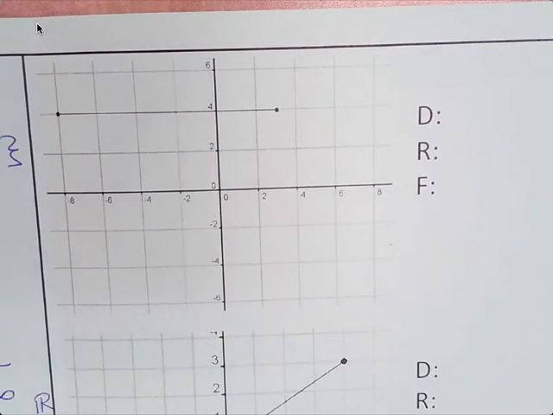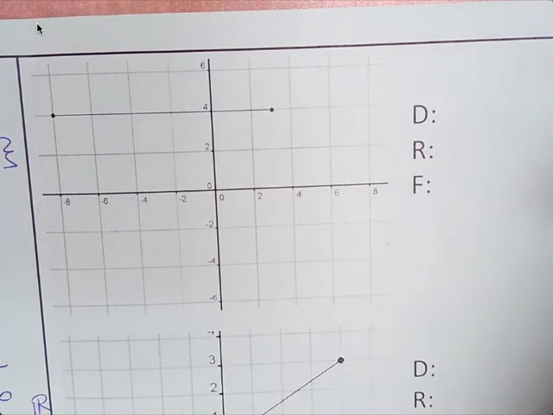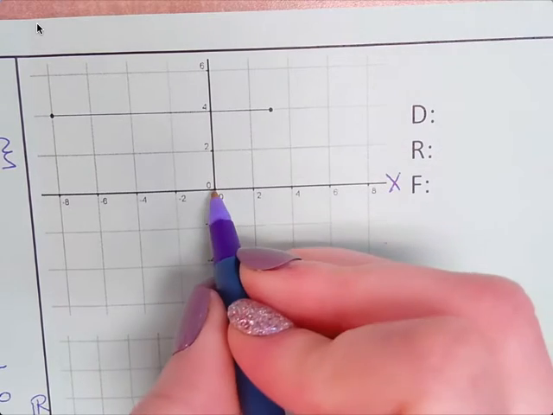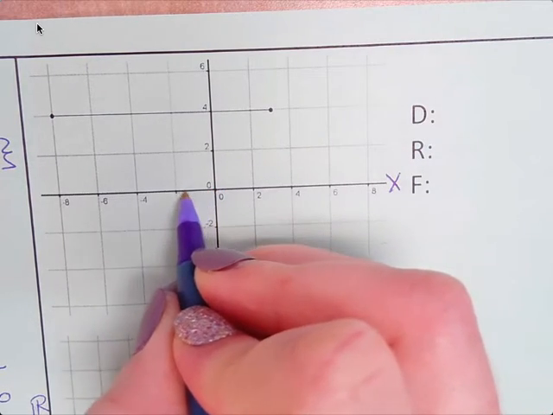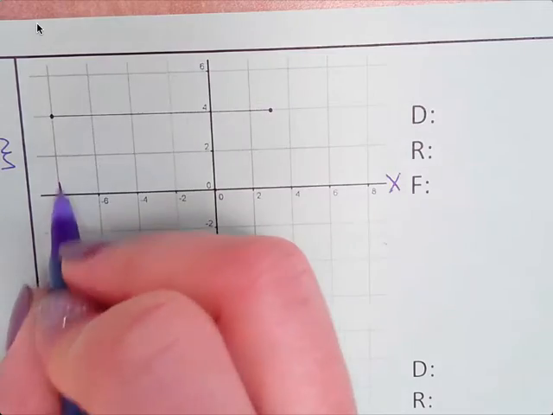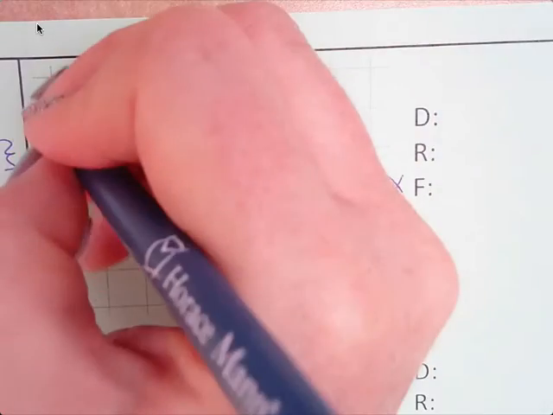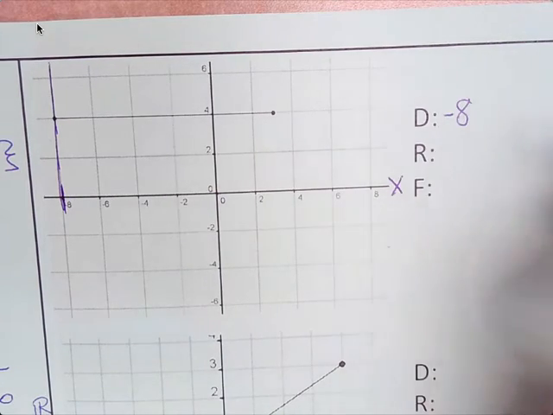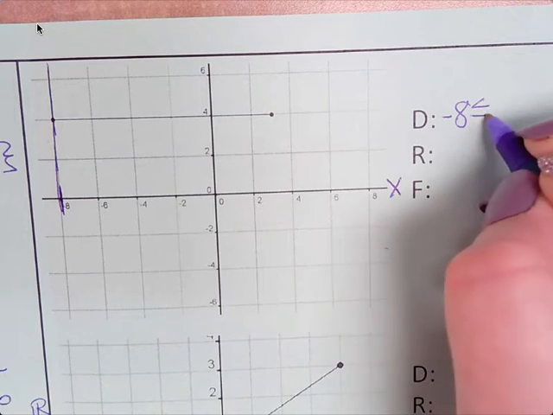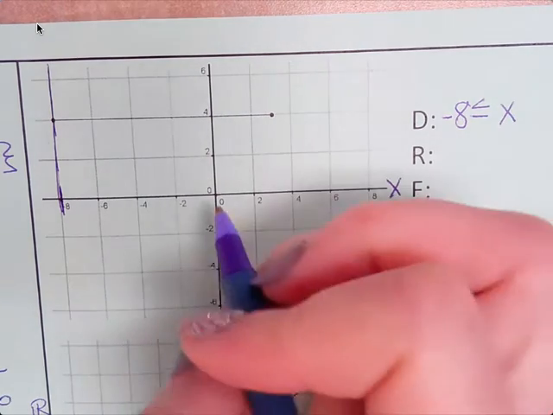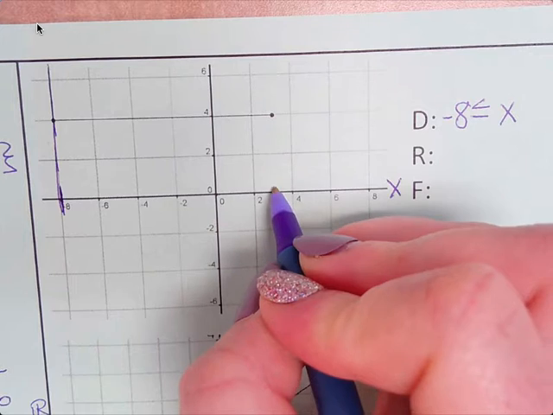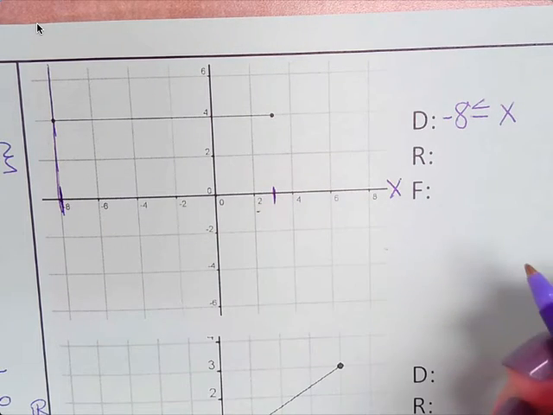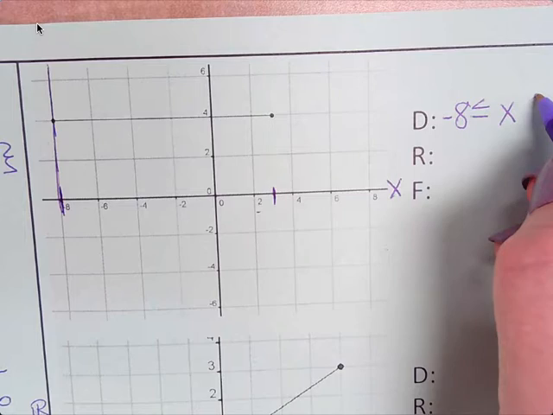Okay, let's go to this one. Domain is our x values. So we start on the x-axis. How far do we have to go? Negative 8 because it stops right there. Is negative 8 included? Yes. So we're going to do less than or equal to x. And then how far right will it go? It's between 2 and 4, so it'd be 3. Is it included?